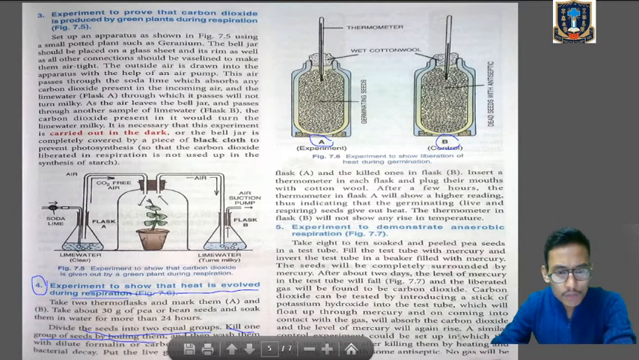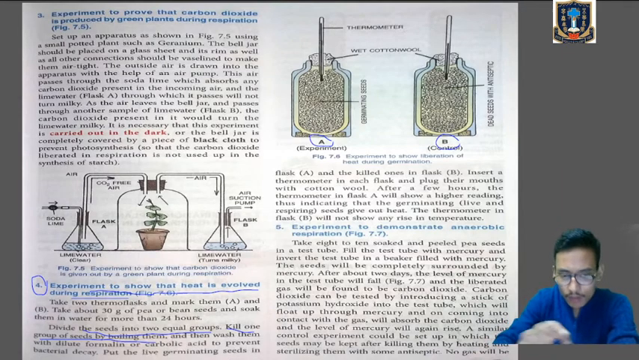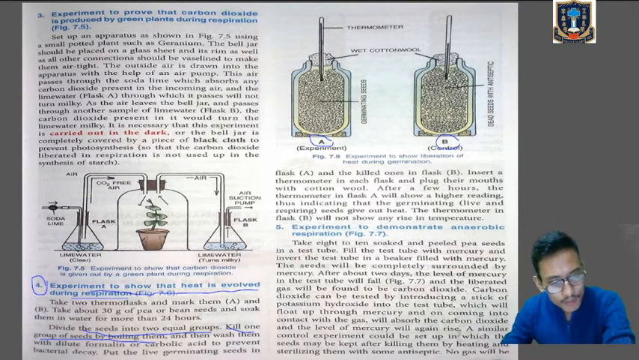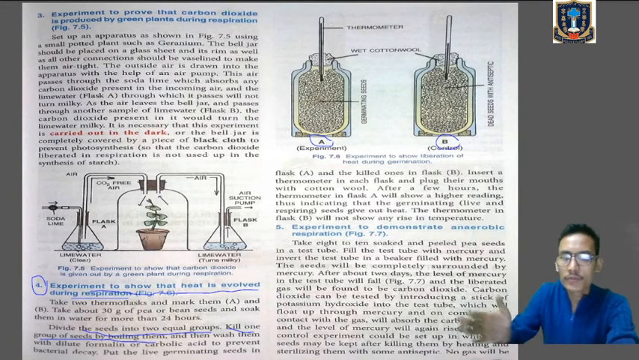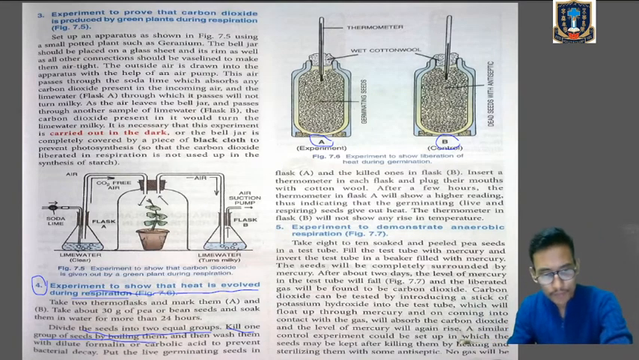So we have taken 30 gram of pea seeds or bean seeds and kept them in water for 24 hours overnight. After that we divide them into two equal groups, 15 gram and 15 gram. One of the groups we will kill by boiling. So we boil 15 gram of pea seeds in order to kill them, and after that we will wash them with dilute formalin, or we will put the antiseptic carbolic acid.